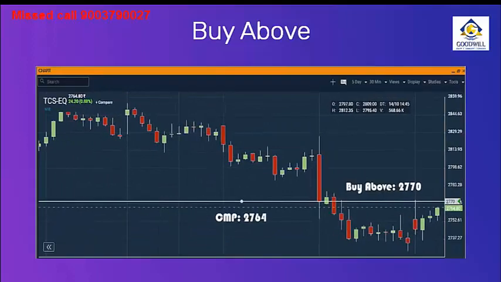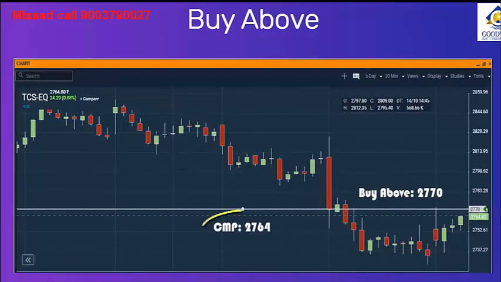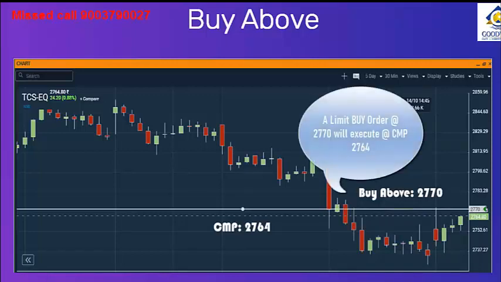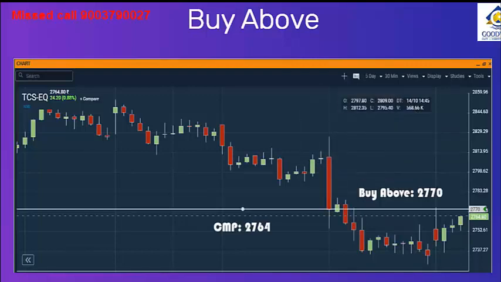In the screenshot, which has been taken from my Infinity Trading Terminal, you can see that the current market price is 2764. You are a momentum trader who wishes to buy this script above 2770. What do you do in this case? If you place a limit buy order at 2770, what happens, as explained in the previous video, is the order will get executed at the current market price, which is 2764, and which is against your wishes.